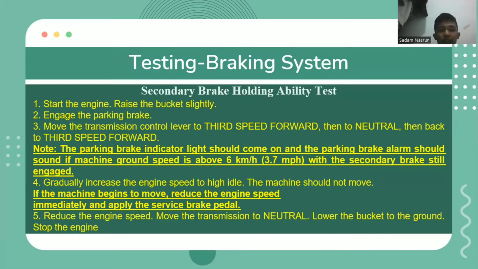Note the attention. The parking brake indicator light should come on and the parking brake alarm shows if machine ground speed is above 6 km/h or 3.7 mph with the secondary brake still engaged. Number four, gradually increase the engine speed to high idle. The machine should not move.